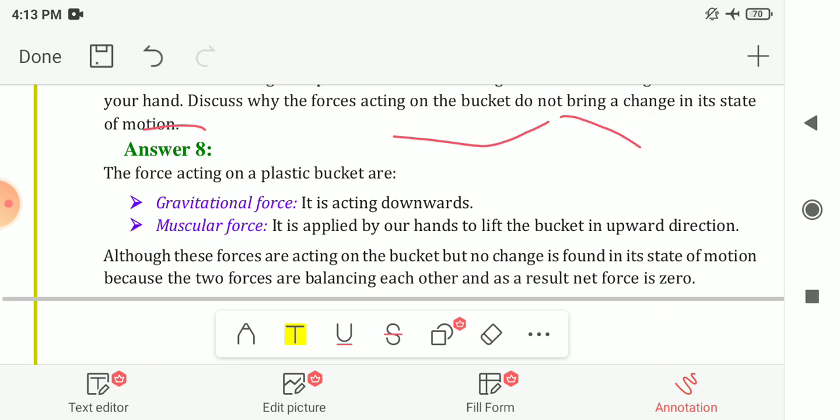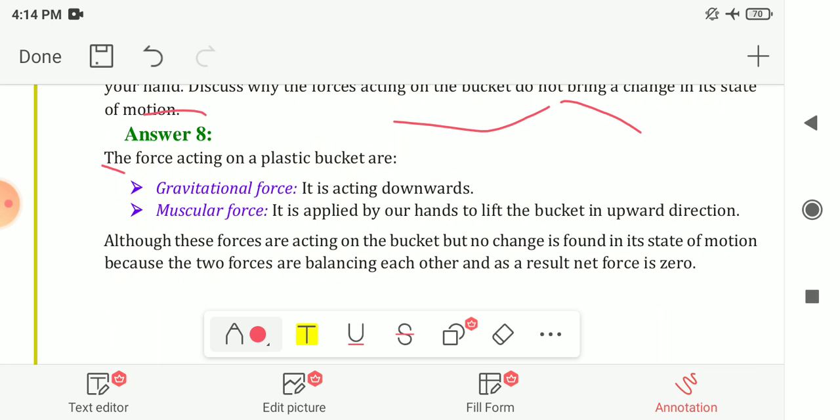So now first let us see the names of the forces. The forces acting on a plastic bucket are, the first one is gravitational force. It is acting downwards. We know that because of the gravitational force, every object is attracted towards the earth in the downward direction.